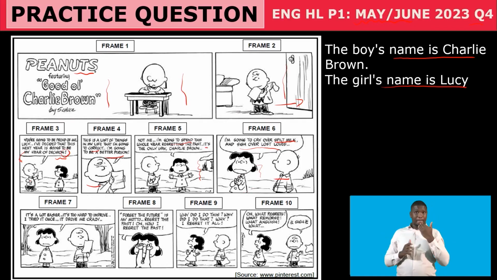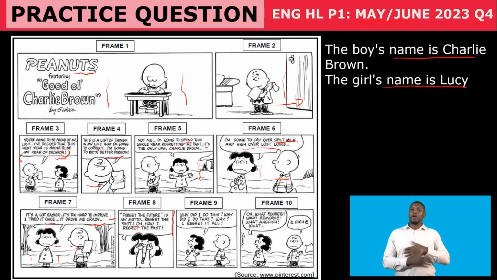In frame 7, "It's a lot easier. It's too hard to improve. I tried it once. It drove me crazy." So she's standing with her arms at her side, the mouth is still turned down, and Charlie Brown, his smile is gone. It's also now just a straight line holding the list, and he's looking at the list. In frame 8, Lucy says, "Forget the future is my motto, regret the past. Oh, how I regret the past."